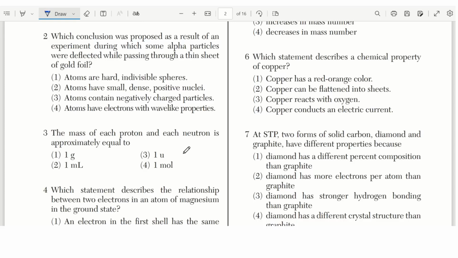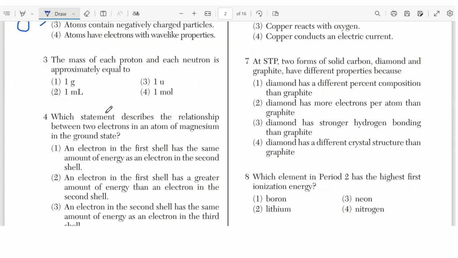Which conclusion was proposed as a result of an experiment during which some alpha particles were deflected while passing through a thin sheet of gold foil? So the gold foil experiment, what did that do? Well, since most of the alpha particles literally went through, okay, it determined that the atom was mostly empty space, right? But this is asking about why were some deflected? Well, some were deflected because what did they bump into? They bumped into a small but dense, positively charged nucleus.